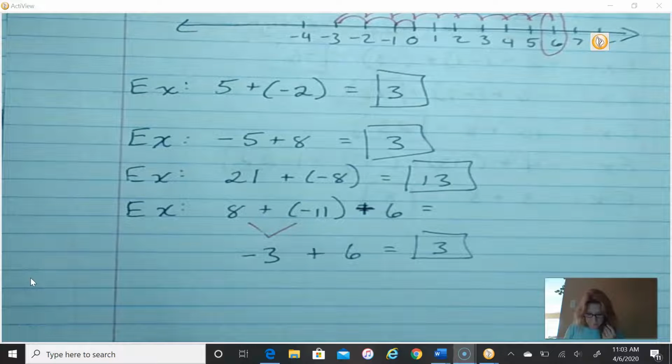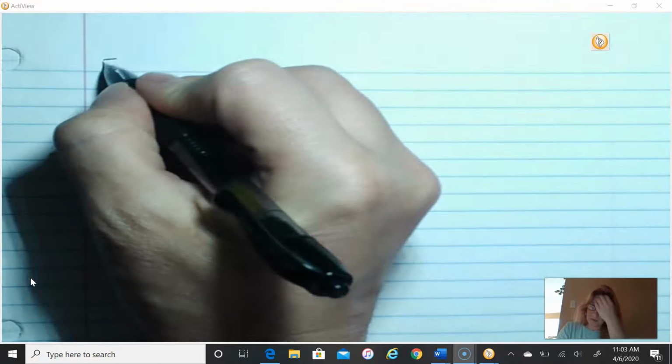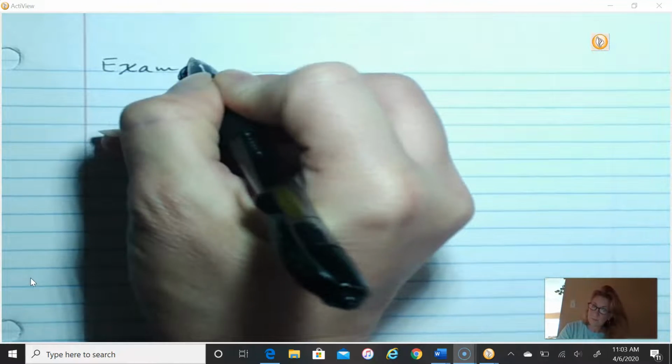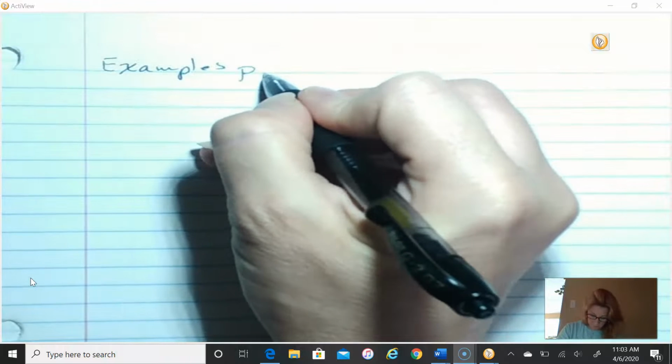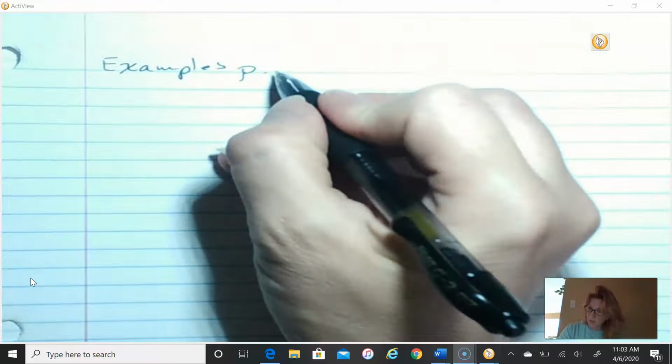Okay. Let's start doing some examples from your book. So, examples. Page 491.